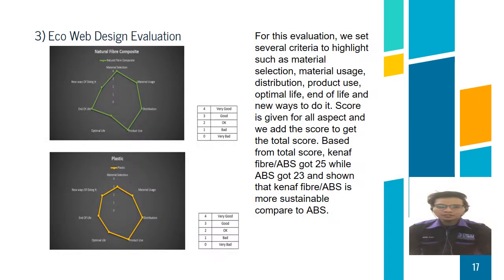Okay, next, the result for the eco web design evaluation. In this evaluation, we list down several criteria that we need to analyze in terms of sustainability. Then we put a score for each of the criteria. After that, we total up the scores and see which material has the higher total score. From this, we can see that kenaf fiber ABS has a score of 25 compared to ABS, which has 23. This shows that kenaf fiber ABS is more sustainable compared to ABS.